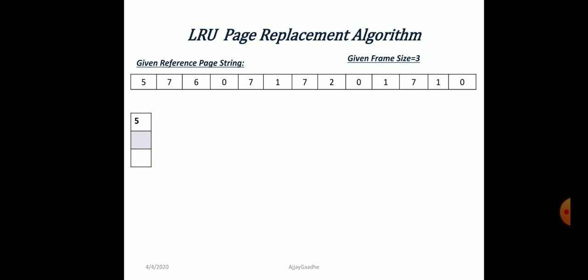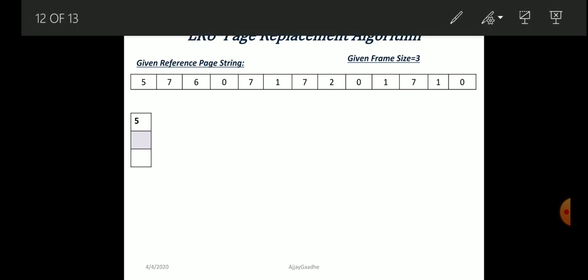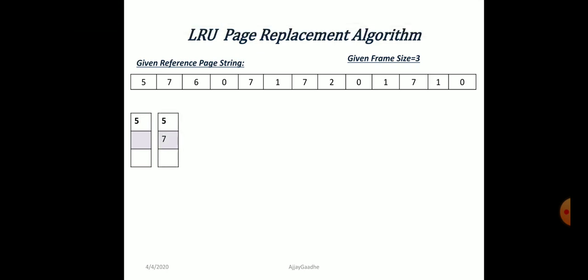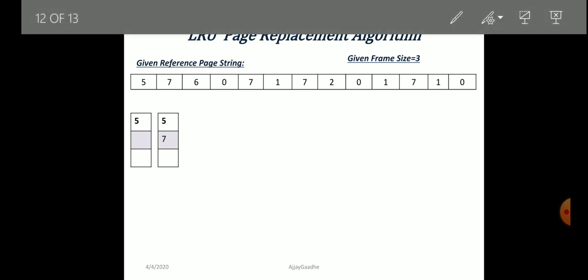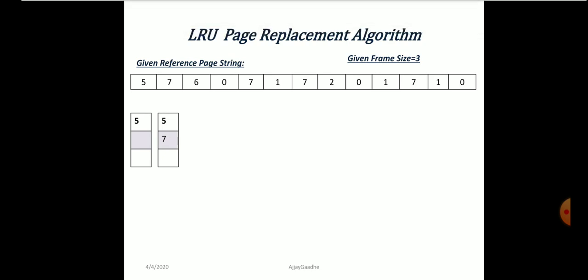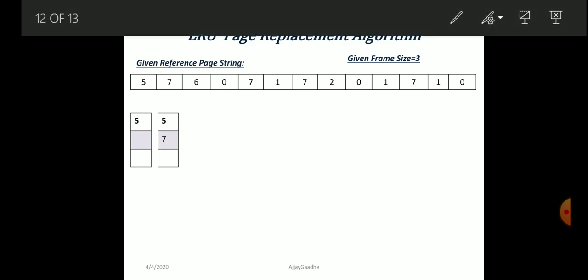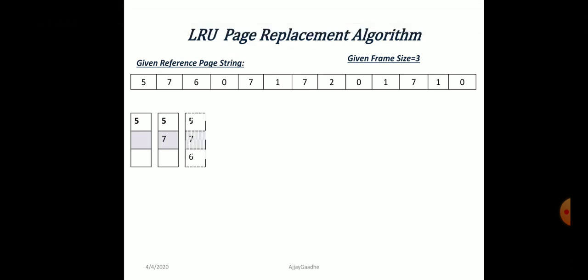Next requested page is 7, so the state of memory would now be 5 and 7. Next requested page is 6, so the main memory would now be 5 7 6. So the frame is available here, right? The frame is available, so it is occupied by 6.